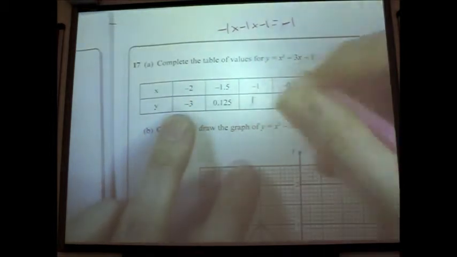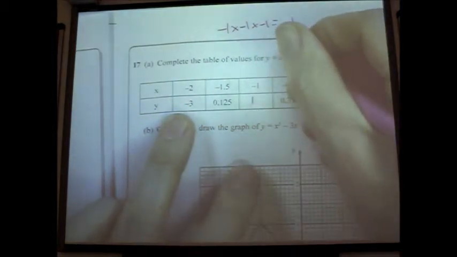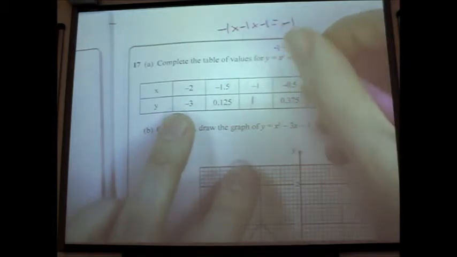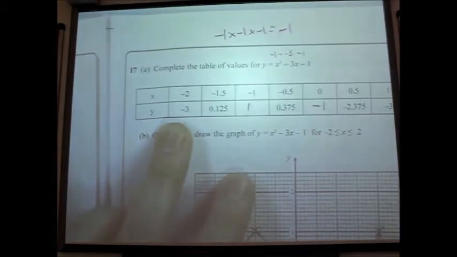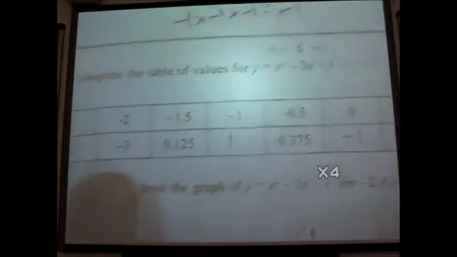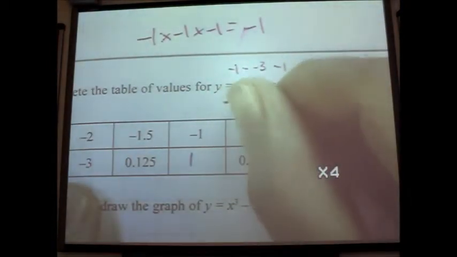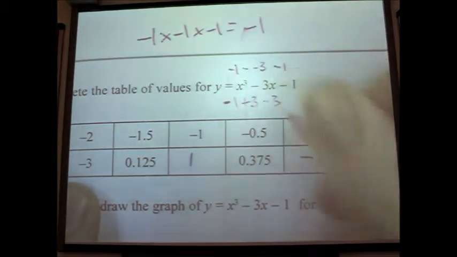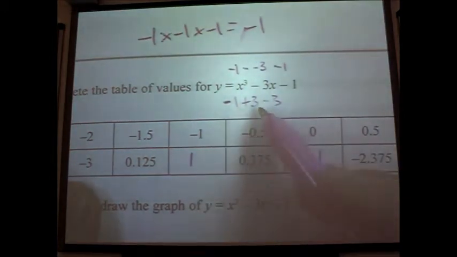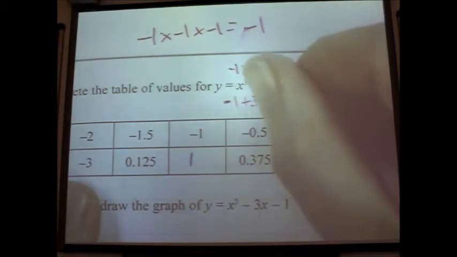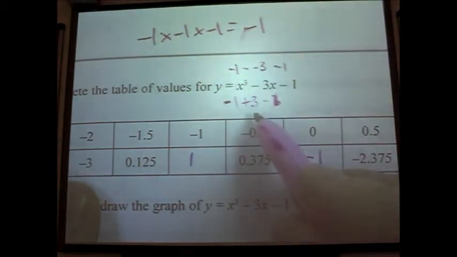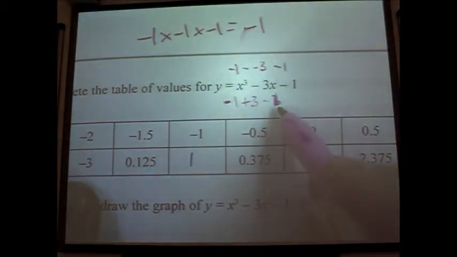So first thing here, that y is negative 1. Take away 3 times minus 1, minus 3, then take 1. If you've got 2 minuses in here, let me zoom right in. 2 minuses here make a plus. So you've really got minus 1, add 3, take 1. So minus 1, add 3 is 2, take 1, gives you 1.